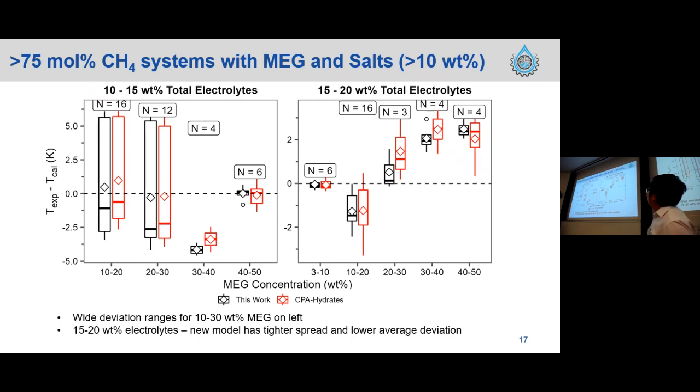But what's promising with the CASH model in this case is that for the higher weight percent electrolytes, the NEO model does have a tighter spread and lower average deviation compared to CPA hydrates.